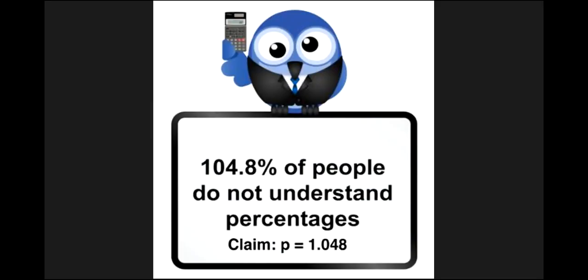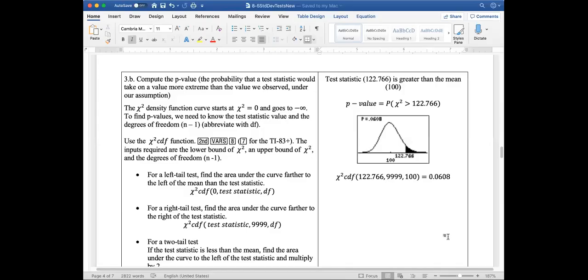Go back to the document. And we've got our test statistic. I'm sorry, we've got our p-value. We've got our critical value up above here. Compared to the test statistic, it was less than the test statistic on the right. Therefore, it was not in the critical region.